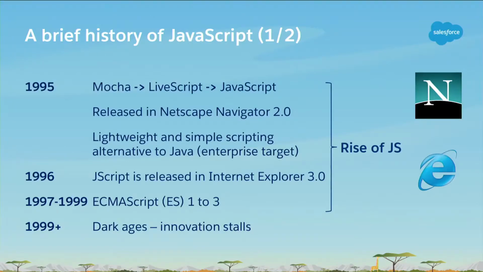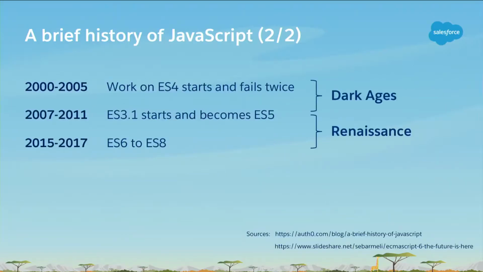In 99, basically, there's a start of a new age, a dark age, where there was no innovation at all on JavaScript, and you will see that. It started a very bad trend. In 2000, from 2000 to 2005, they started to work on the next generation of JavaScript. It was called ECMAScript 4. So it took 5 years, it failed twice, and in the end they gave up.